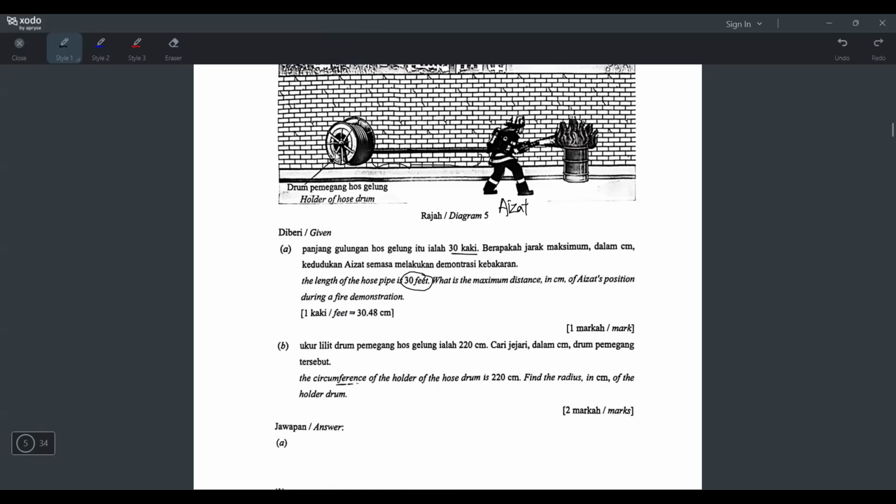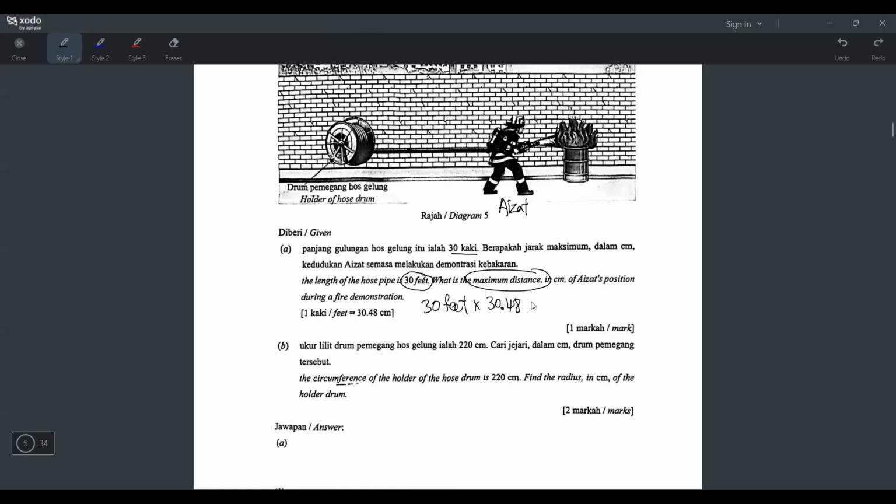There's still a lot of hose remaining here, right? But if you pull until maximum, then the length is 30 feet. I think that's what it means, right? So now they ask, what is the maximum distance of Aizat's position during a fire demonstration? And they even tell you here 1 foot is equivalent to 30.48 cm. So I think I need to take 30 feet times 30.48.